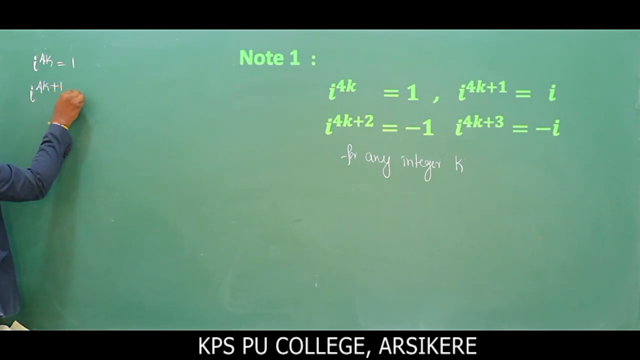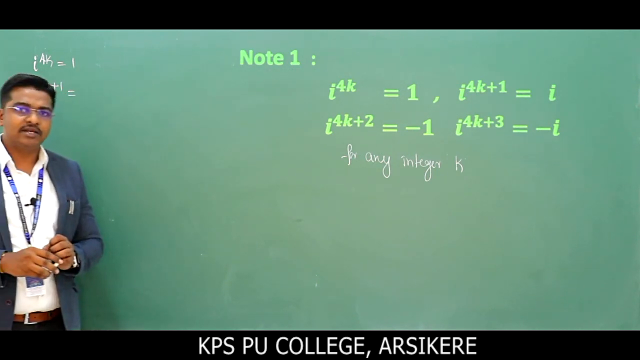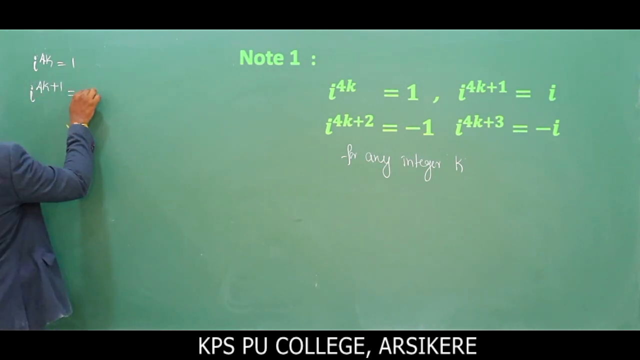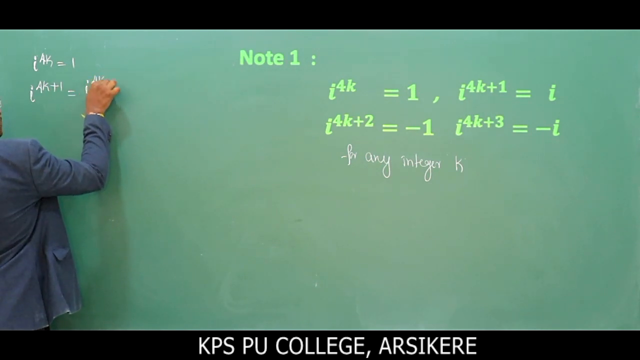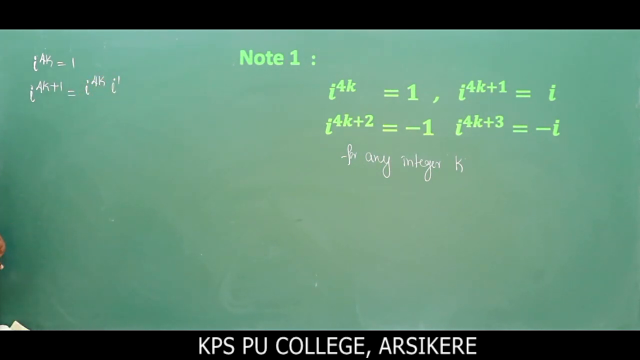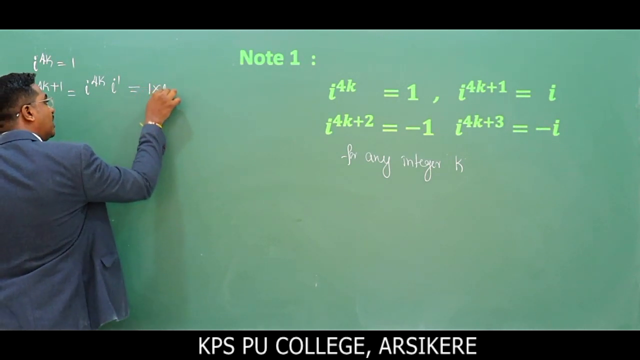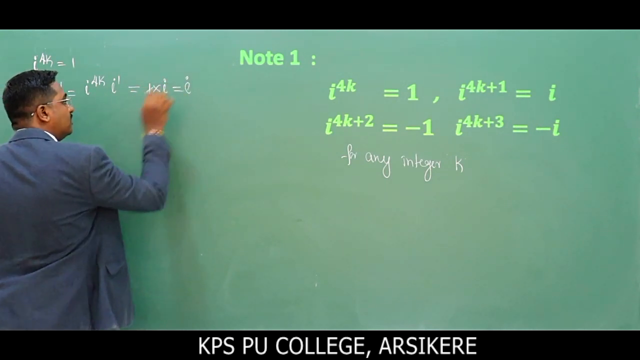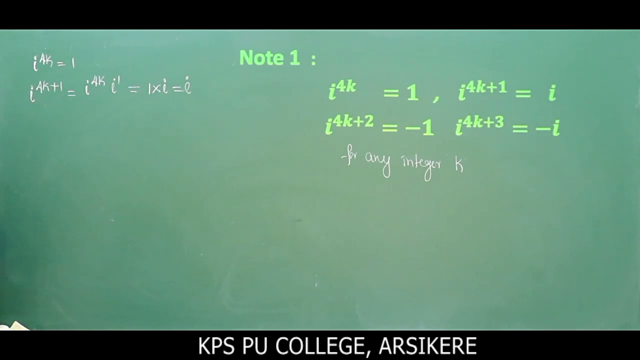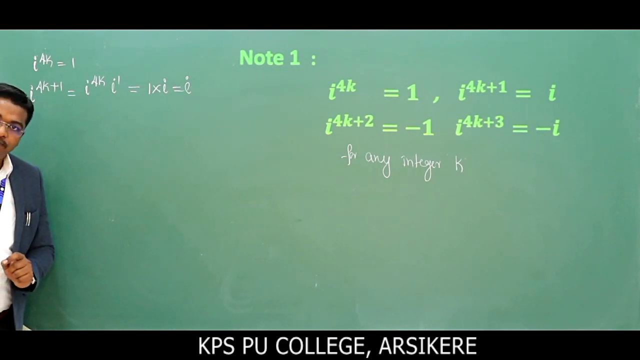4k plus 1. I power 4k plus 1 can be written, I will split this as I power 4k into I power 1, can't we write it? Okay. So what about I power 4k? What did we get? 1 into I. This is nothing but I. Understood? So I power 4k plus 1 is equal to I.